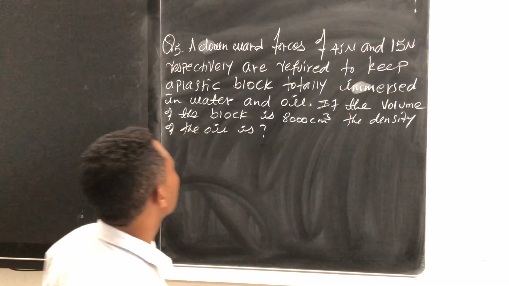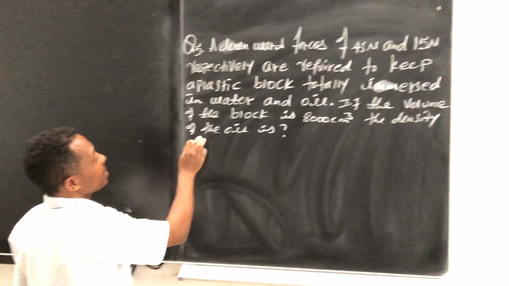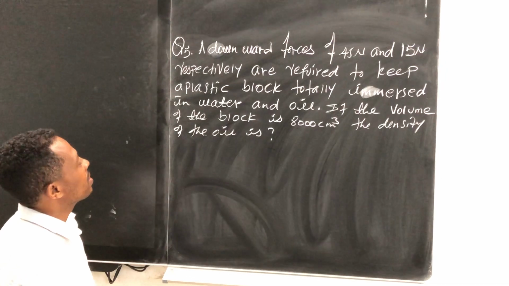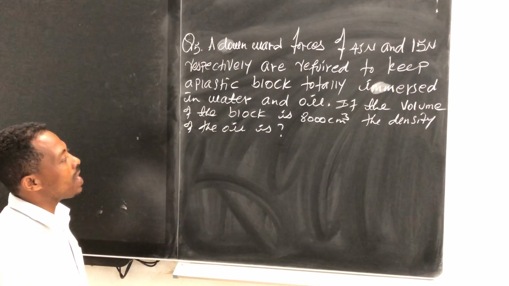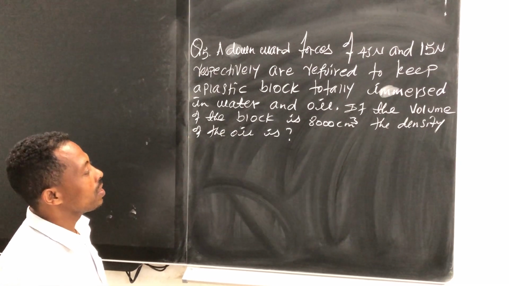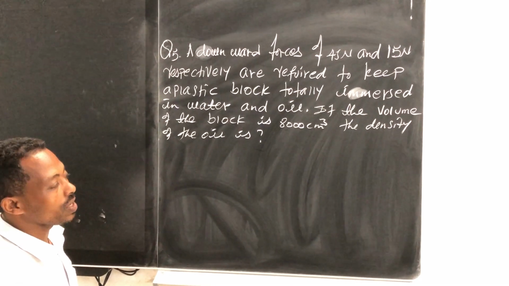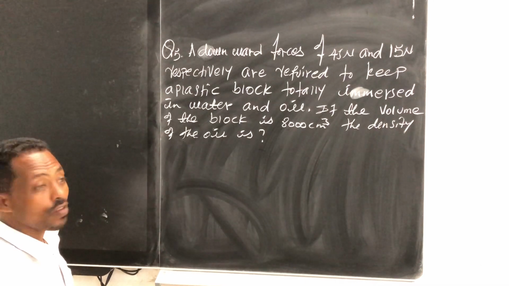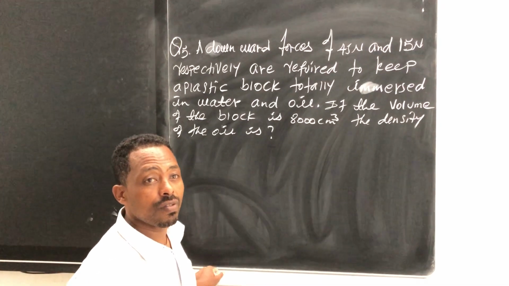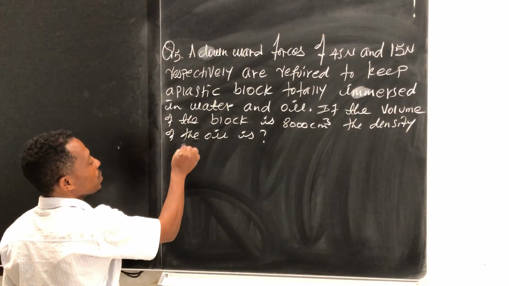Thank you. Look, my dears, what it says: downward forces of 45 Newton and then 50 Newton respectively are required to keep a plastic block totally immersed in water and then oil. If the volume of the block is 8,000 cubic centimeter, the density of the oil is? So we are requested to find the value of the density of the oil. Great. Now the solution.